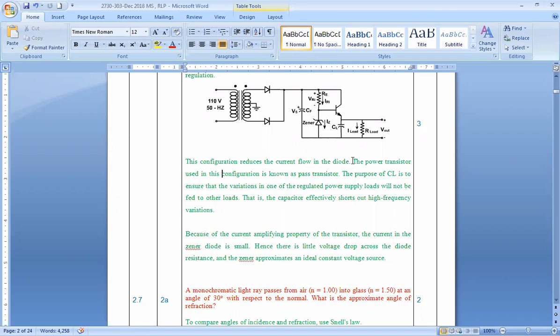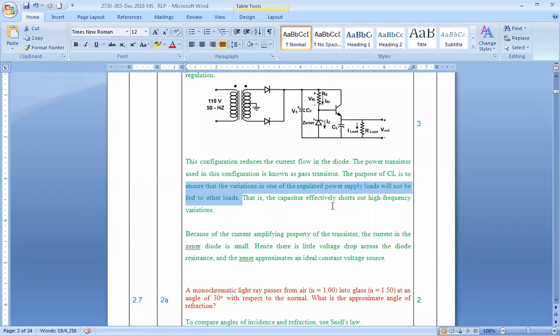The power transistor used in this configuration is known as the pass transistor. The purpose of CL, that is this transistor here, is to ensure that variations in one of the regulated power supply loads will not be fed to the other load. So whatever variations are here, it is like a shock absorber. It can take up those variations, because ultimately this capacitor charges and discharges, so it will store all those changes, and then we can extract it across the load.